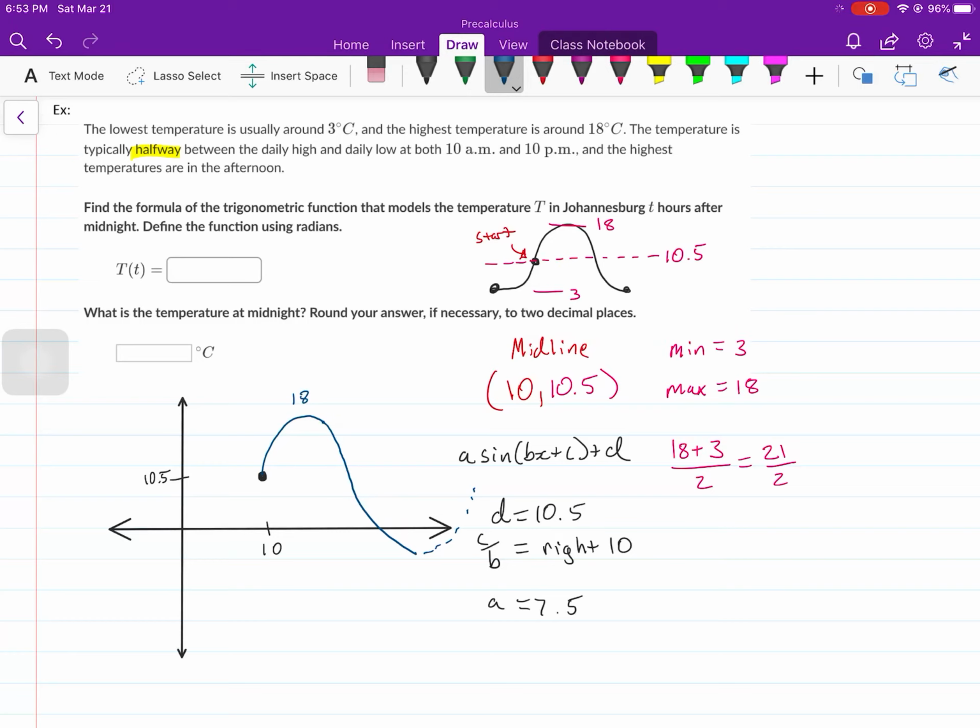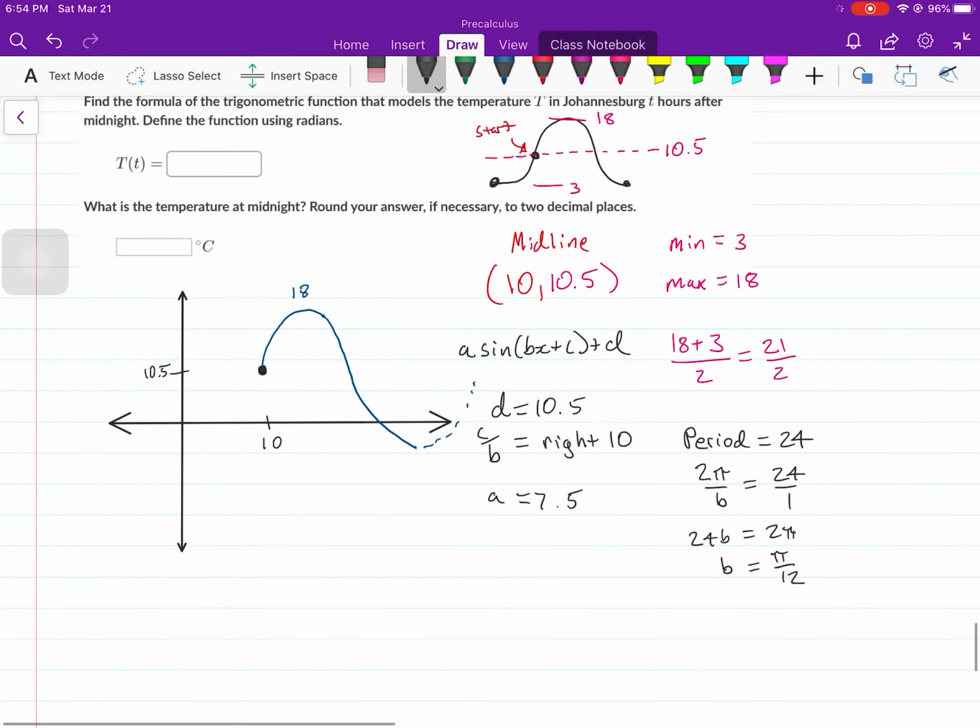So the period here would be, I'm guessing, 24 hours, because we're talking about a daily thing that's happening. So this is something that is periodic based upon the day and keeps repeating itself throughout the day. So our period is going to be 24. So we're going to do 2 pi over b equal to 24. So 24b equals 2 pi. So b will equal pi over 12.